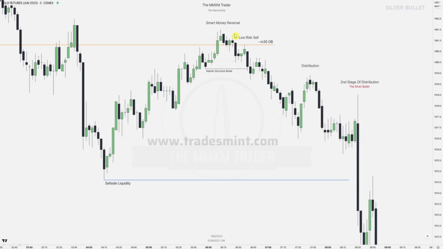right? Smart money reversal, again in a logical key level, breaking down structure, distribution phase number 1, breaking down further, and then the silver bullet will form.